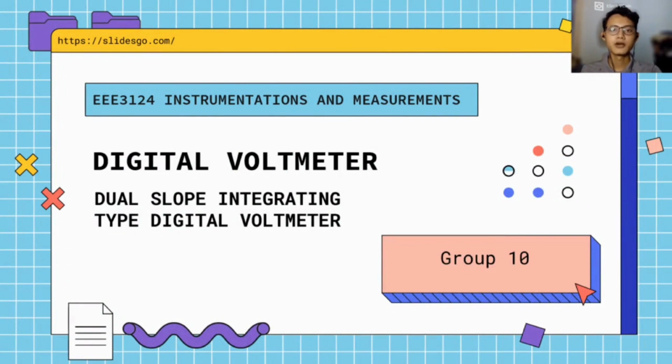My name is Muhammad AUFA bin Muhammad KHAIRUL LIZAN and my metric number is 209281. Me and my group members from Group 10 will be presenting our mini project about digital voltmeter using dual slope integrating type digital voltmeter.